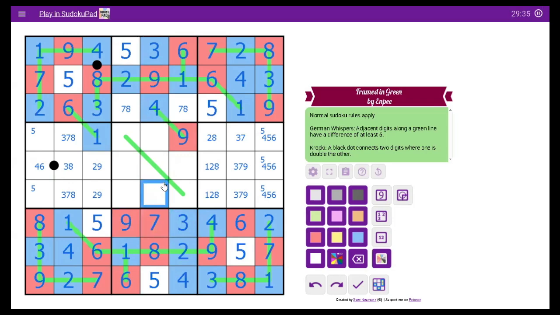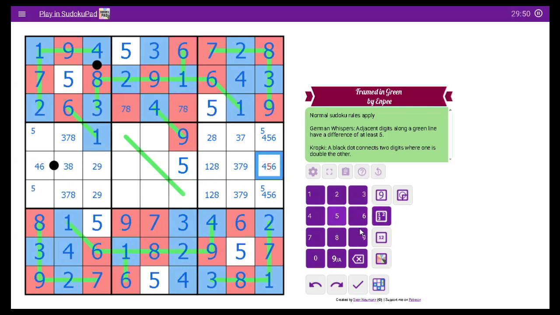Now, these are 7 and 8, so of course they will be both red since they are high digits. 1, 2, 3, 4. The 5 needs to go in the column somewhere. Remember, it can't belong on a German whisper, so the only place is right here, taking out a 5 from here. This is sneaky, 4, 6, 4, 6. So there's a 4, 6 pair. It's a little bit sneaky.